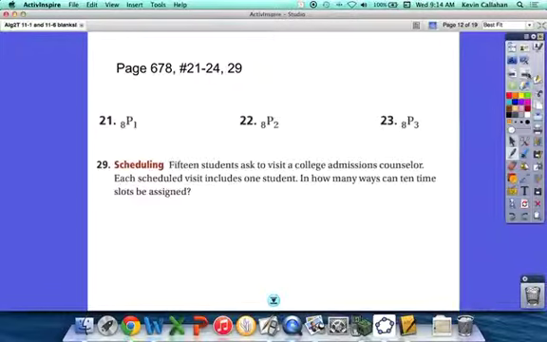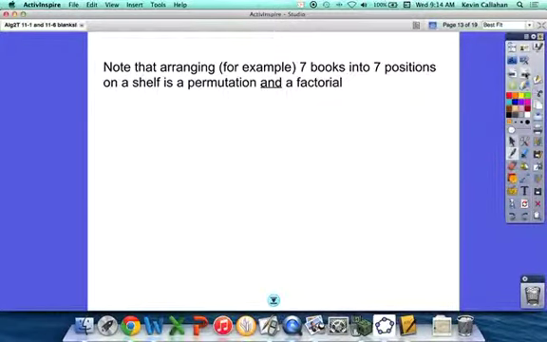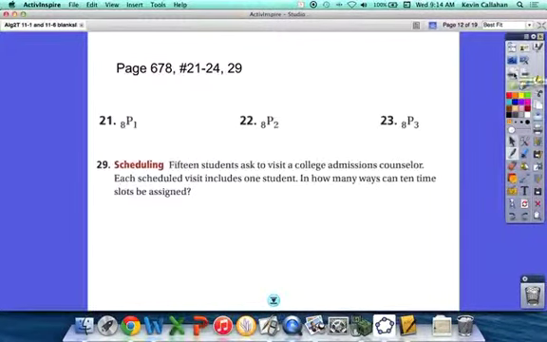Now I don't remember if I have that on there. Okay, I'll get to that in a second. So the homework problems to do right now are do these 3 permutations, and then answer a word problem kind of question. 15 students trying to get in line into 10 slots to be seen.